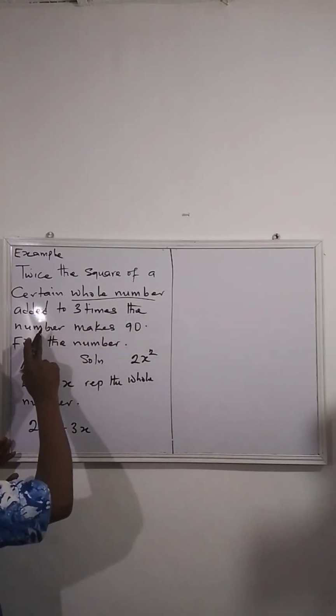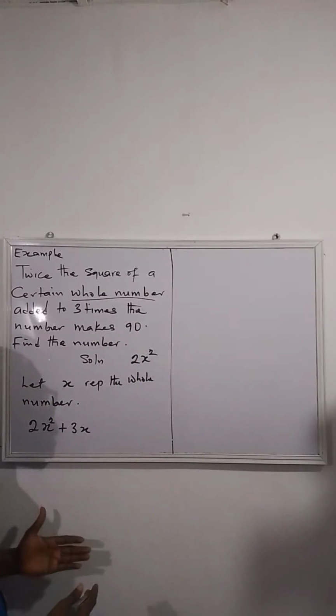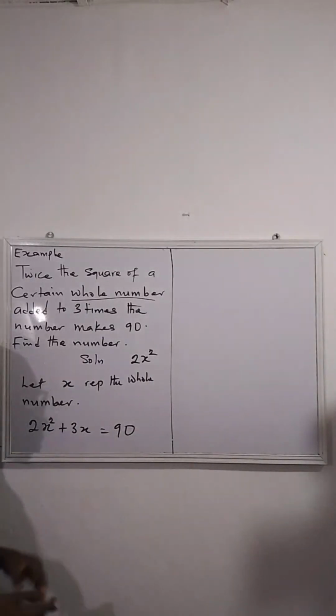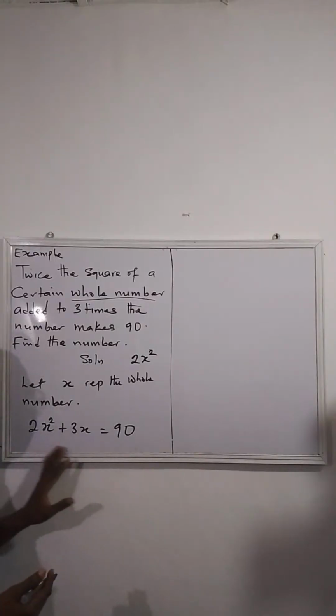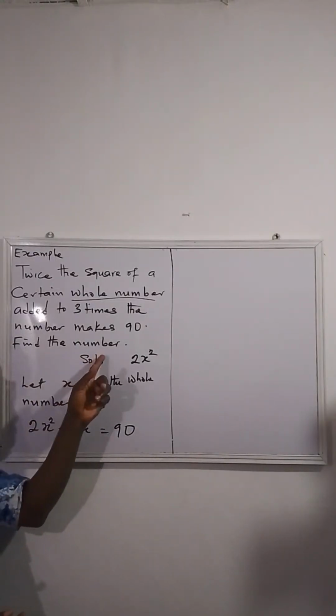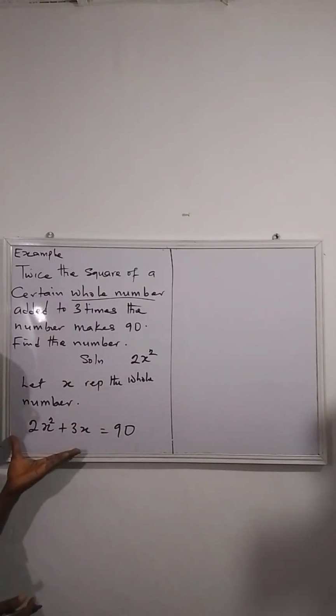3 times the number makes 90. Makes 90. That means it's equals to 90. So equals to 90. All right. Do you get that statement now? All right. So now the question is to find the number. We have to find the whole number. So how do you do this?